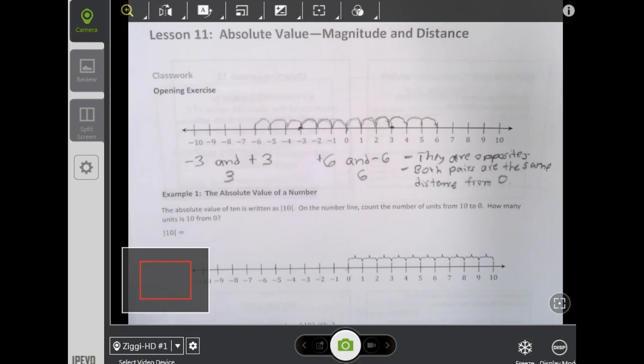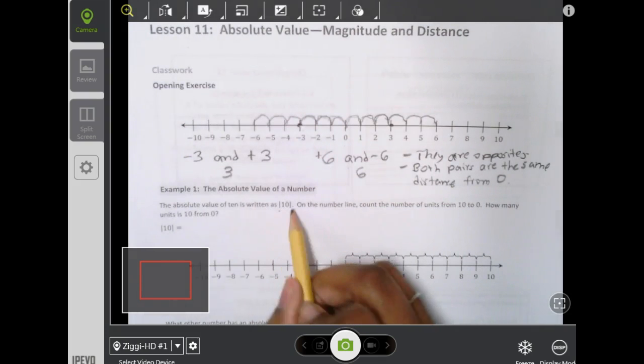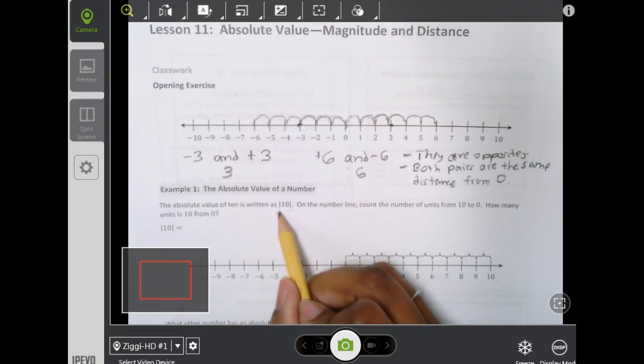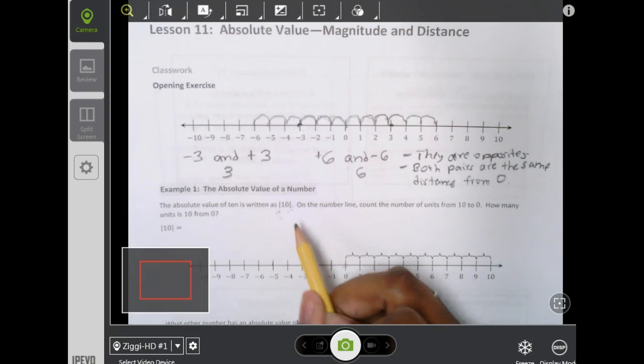What is the absolute value of 0? Well, if you notice, there is no other 0. So 0 is the only number that has its own absolute value. So the absolute value of 0 is 0. Now, notice the two little bars on either side of 10. This is how you notate the absolute value of a number.